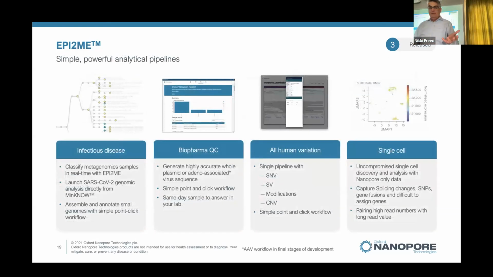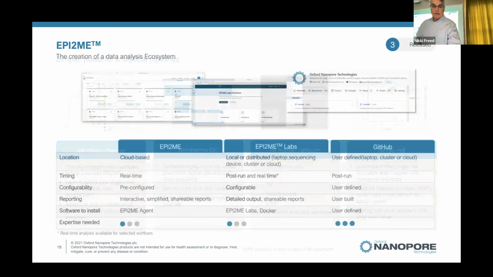So we've got these for infectious disease, biopharm, QC. We've got a nice human variation workflow that covers all of the features you'd be looking for: structural variants, SNPs, modifications, copy number variants. It works really well and it uses best-in-class tools. And there's a single cell workflow there now. I'm pleased you put up the 10X because I'm going to finish with some slides at the very end, because that's one of the nice new applications coming out. Let me see if I can go back there.